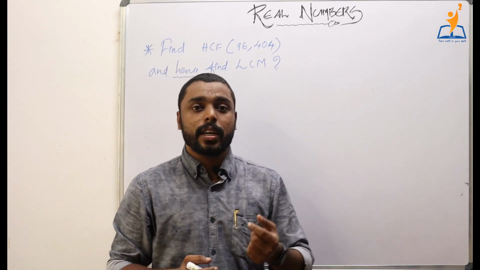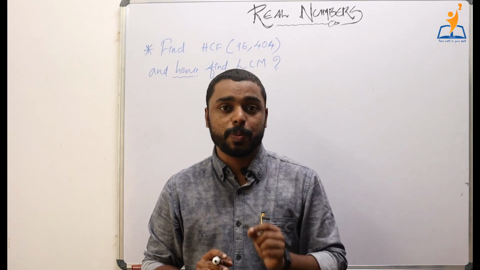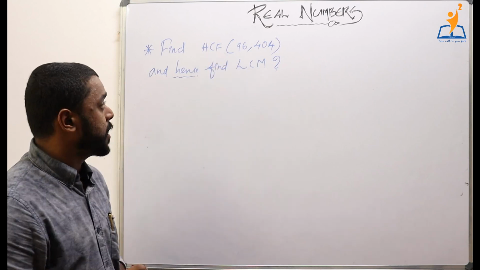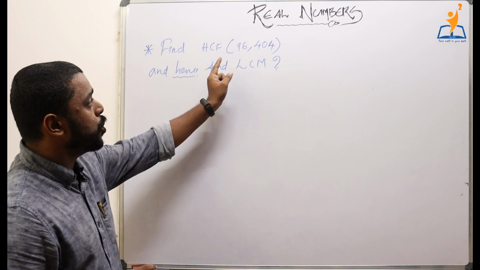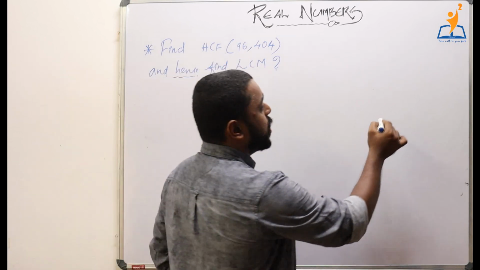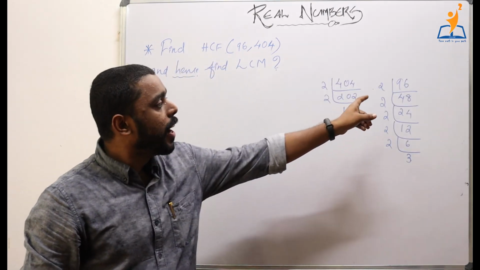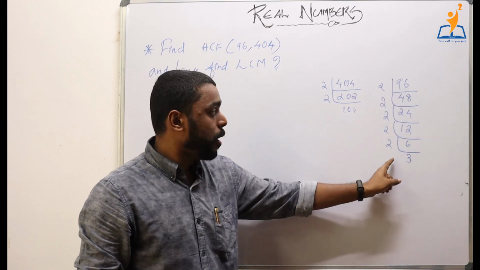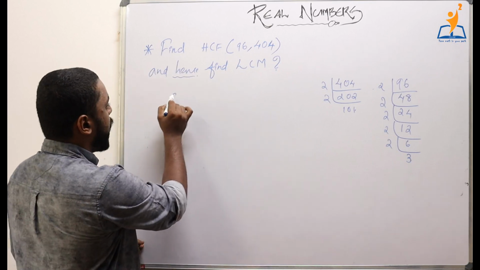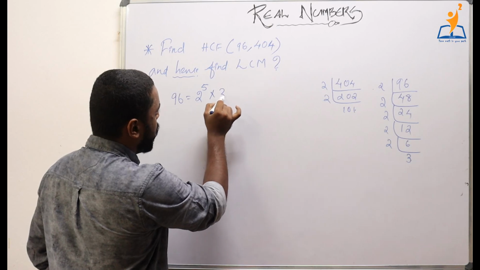You can choose Euclid's division algorithm or the prime factorization method, unless it is specified in the question. So we should find the HCF of 96 and 404. First of all, we should express these two numbers by the prime factorization method. It is enough for us to divide these numbers. We divided 96 by its prime divisors to obtain 2 five times and 3. So we have 96 equal to 2 raised to 5 into 3.